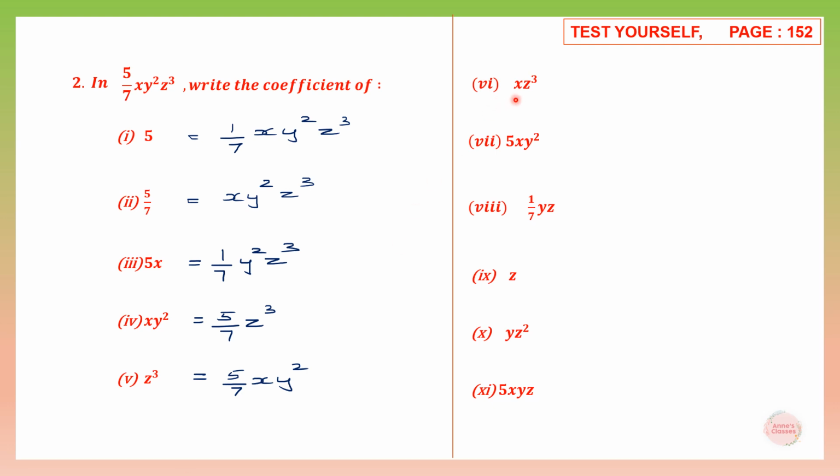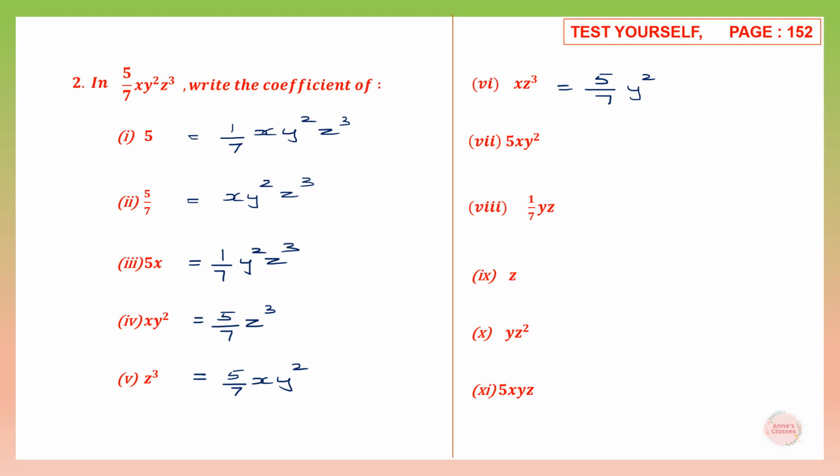Question 6. X z cube. That means let's write this whole question and leave out x z cube. So the question is 5 by 7 x y square z cube. Now we have to leave out x and z cube. Let's take off x. Let's take out z cube. So what is our answer? Our answer is 5 by 7 y square. 5 by 7 y square is our answer.